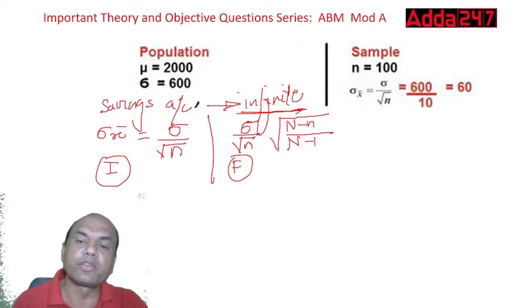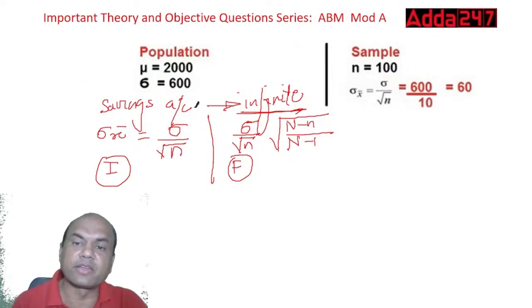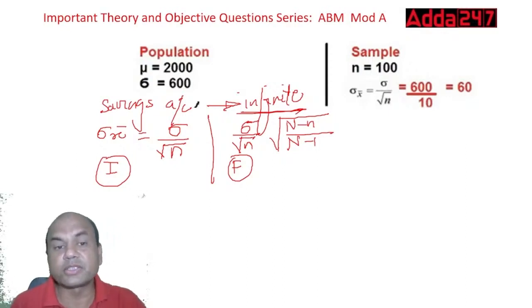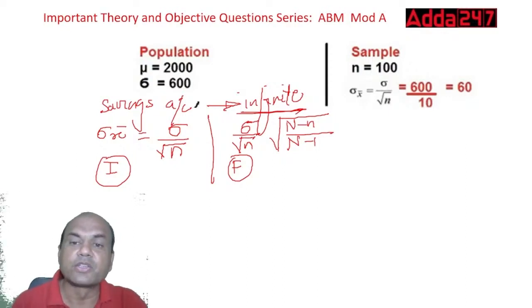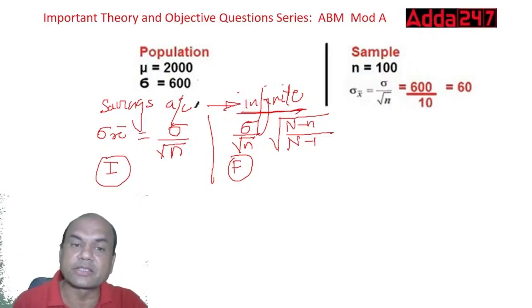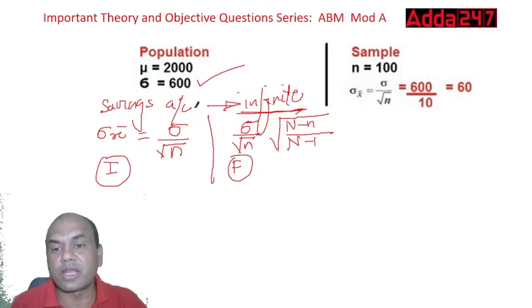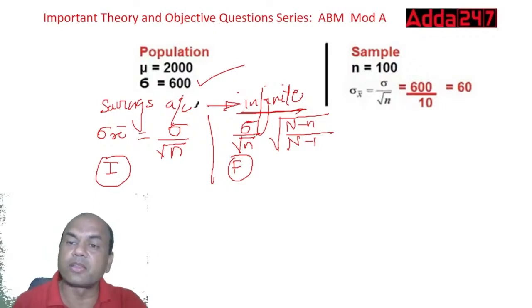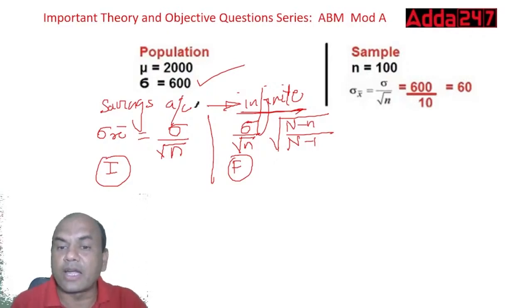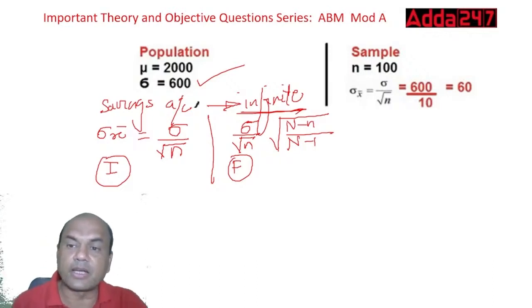Firstly, you have to find out the standard error first. Standard error is given as sigma upon root of n, because this is an infinite population. What is sigma? Sigma means standard deviation. Here it's given 600. 600 upon root of 100. Root of 100 is 10. So 600 upon 10, you are getting it as 60. So my standard error is 60. Clear? Simple.